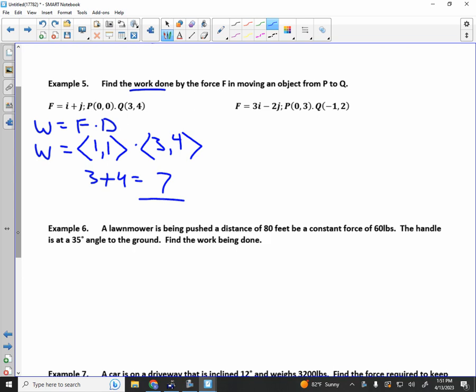Go ahead and see if you can calculate the amount of work done in the second one. Yep. I have negative 1 units of work being accomplished. Everybody okay with that?